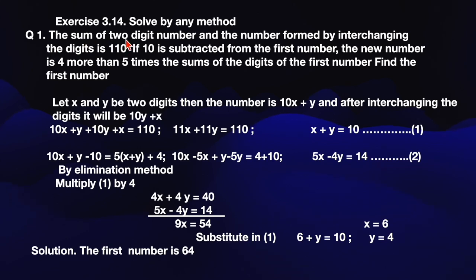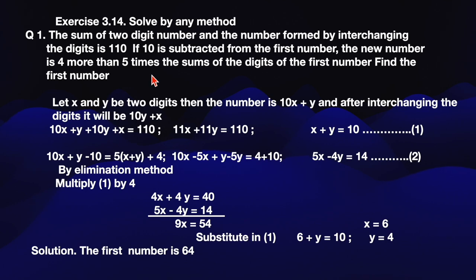The sum of a 2-digit number and the number formed by interchanging the digits is 110. If 10 is subtracted from the first number, the new number is 4 more than 5 times the sum of the digits of the first number. Find the first number. So here we understand that the number is a 2-digit number, that means it will have 2 digits, like 37, 48. These are all 2-digit numbers.